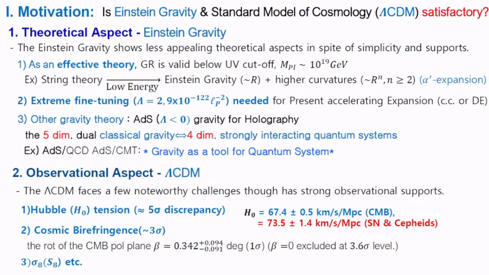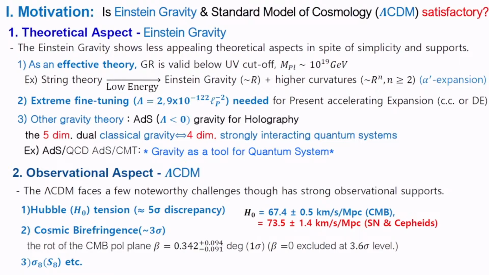Finally, for many reasons from the theoretical point of view, sometimes we'd like to study gravity theory beyond Einstein. One example is the so-called anti-de Sitter space with a negative cosmological constant. I was informed by Professor Lee that here one of the research topics is about holography, where this kind of AdS space gravity is quite important. So that's not the Einstein gravity. So from the theoretical point of view, there are many reasons why we should go beyond Einstein.